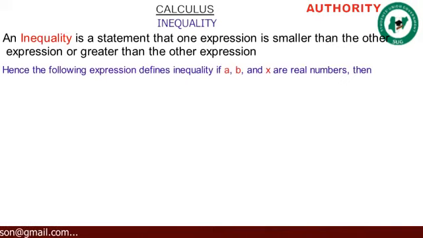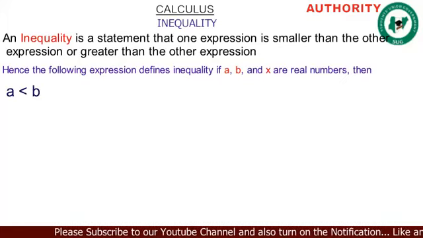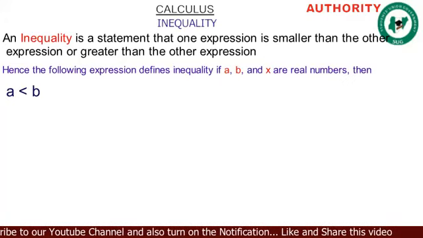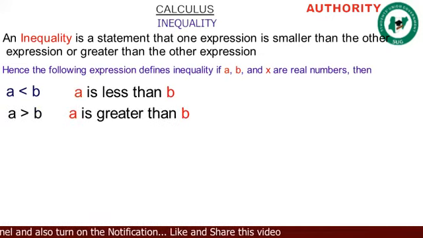Hence, the following expression defines inequality. Now, with this, let's also take more explanation of inequality. We say that if A, B, and X are real numbers, then we have something like this. We have the sign A, the sign B. So this sign simply means A is less than B. And then this one simply means A is greater than B.